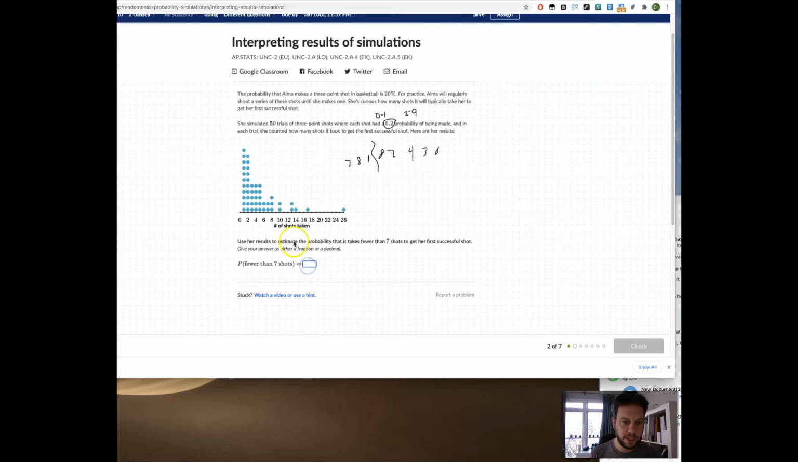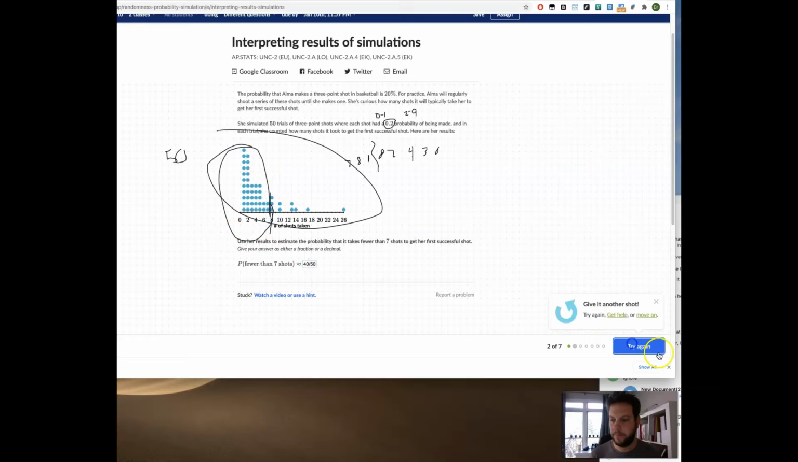So use the results to estimate the probability that it takes fewer than 7. There are 50 of these dots. What's the probability that there are fewer than 7 dots? So the cutoff line is right here. Again, I'm going to count these because it's shorter. 1, 2, 3, 4, 5, 6, 7, 8, 9, 10. So this is going to be 40 out of 50 because we want to know the ones on that side.